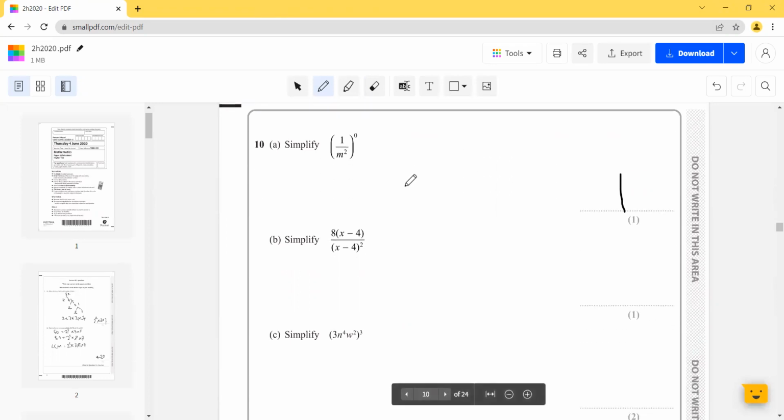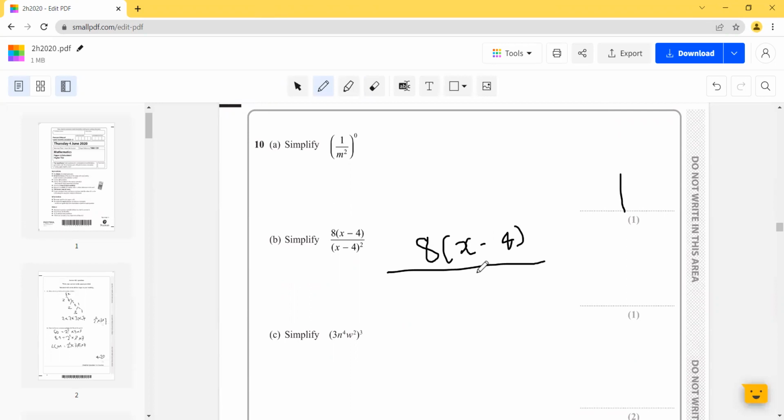Part B. Simplify 8 times x minus 4 over x minus 4 squared. Now, if you can't see what the answer is straight away, maybe you want to do this step in between. So we can write 8 times x minus 4, and then the denominator is just x minus 4 times x minus 4. And you can see clearly that x minus 4 cancels out the top and bottom, and you're left with 8 over x minus 4.